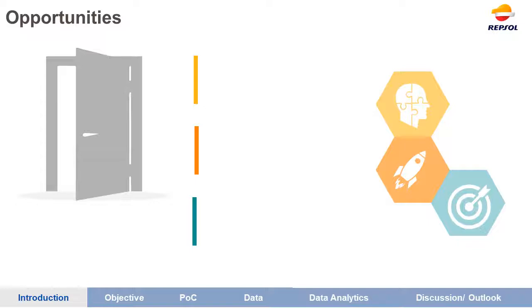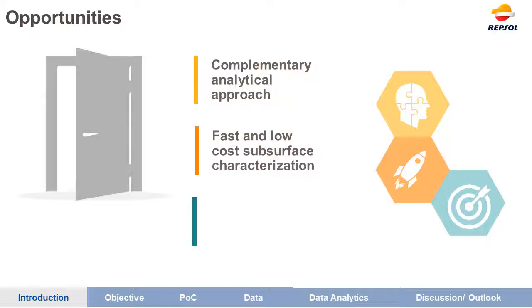With the drill cuttings, we see an opportunity to have a complementary analytical approach when well data, core, and sidewall cores are not available or achievable. For example, in horizontal wells, where we cannot have cores, neither sidewall cores, or when they cannot be exported from the field's country. Also, we could be able to do fast and low-cost subsurface characterization to support coring activities.